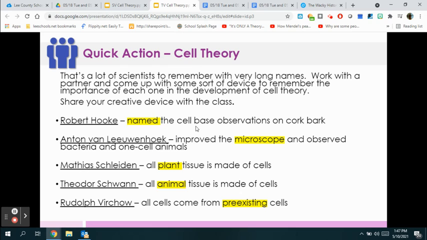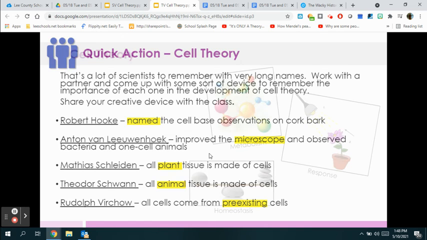Robert Hooke named the cell, based on observations of cork. He based his observations on cork bark. Anton van Leeuwenhoek improved the microscope and observed bacteria and one-celled animals. Matthias Schleiden said all plant tissue is made of cells. Theodor Schwann said all animal tissues are made of cells. And Rudolf Virchow said all cells come from pre-existing cells.